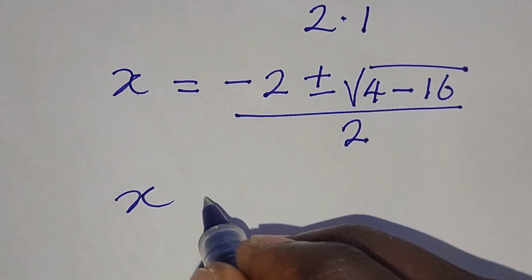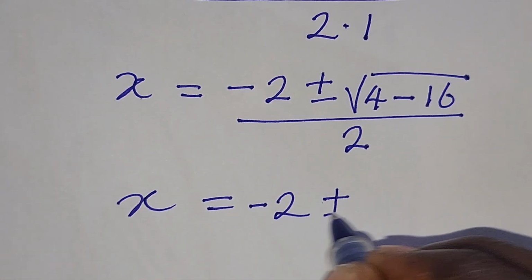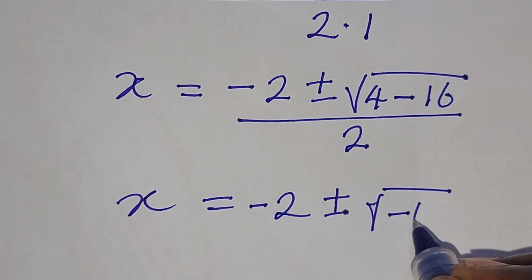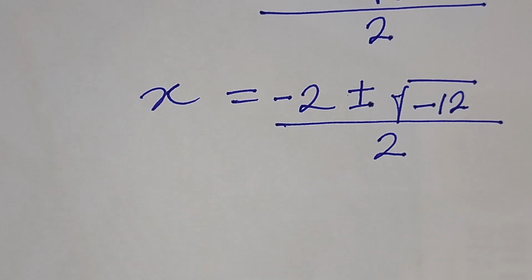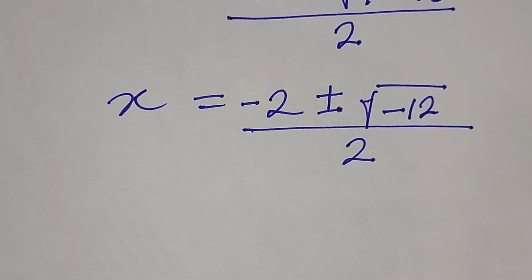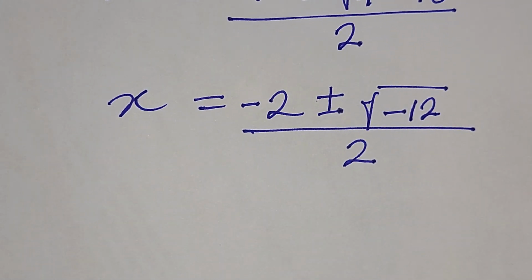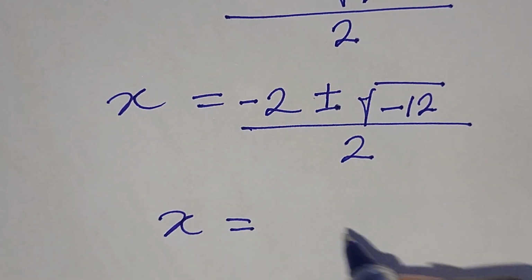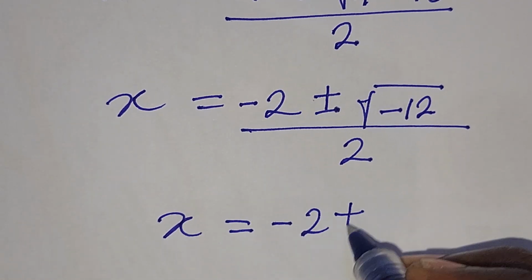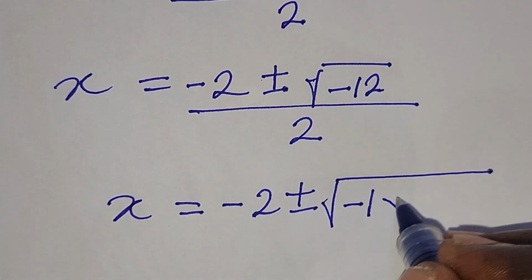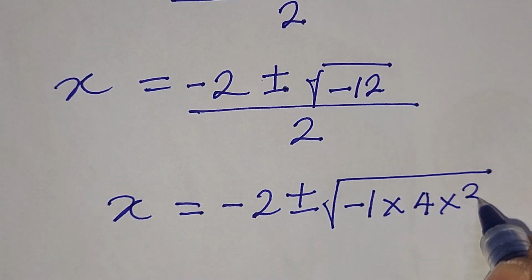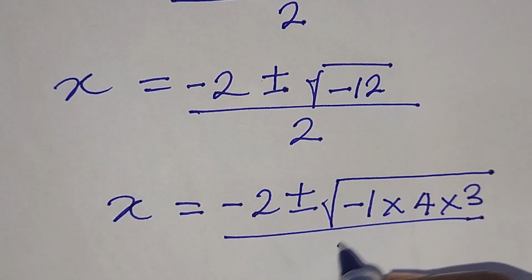So this now gives us x equal to minus 2 plus or minus the square root of minus 12 all over 2. Good. Now, minus 12 can be expressed as minus 1 times 4 times 3. So let's just simplify that. We're going to have x equal to minus 2 plus or minus the square root of minus 1 times 4 times 3, all over 2.